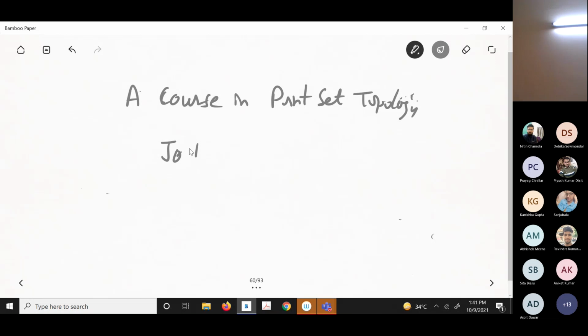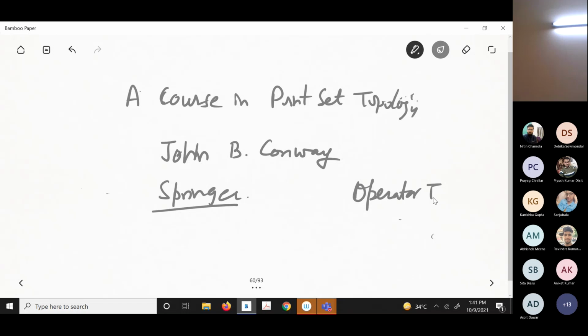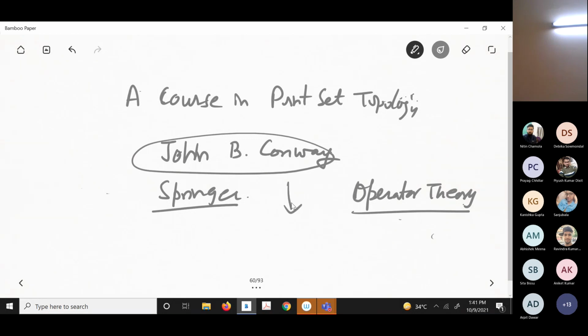By J.B. Conway, actually John B. Conway. He is a well-known functional analyst, especially an operator theorist. He has several good books. In fact, next semester he will be doing complex analysis, but I don't know whether he will be using this book. He has a very well-known complex analysis book. It is a bit theoretical, but if you want to learn complex analysis, you should read his book.